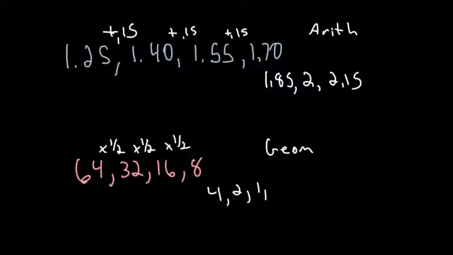I can keep going. Half of 1 would be 1/2. Half of a half would be 1/4. So you can see that you can get answers that are decimals, you can get answers that are fractions. It's just, are you adding by a constant or multiplying by a constant? If you're doing neither of those, then it's neither geometric nor arithmetic. So let's do one more example.